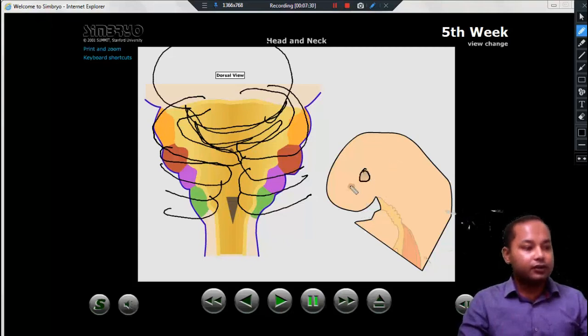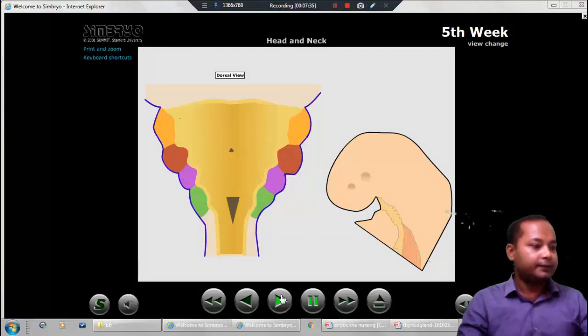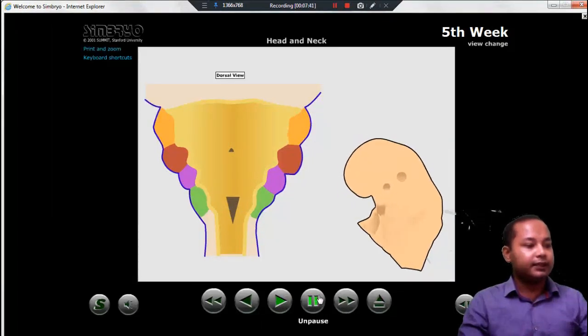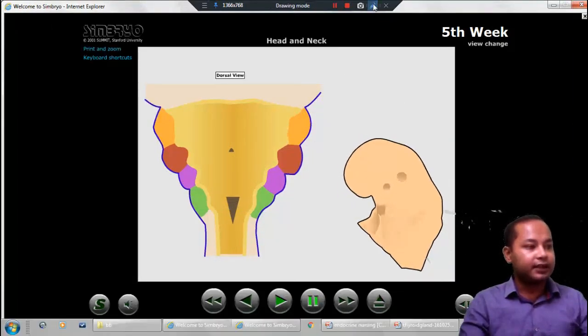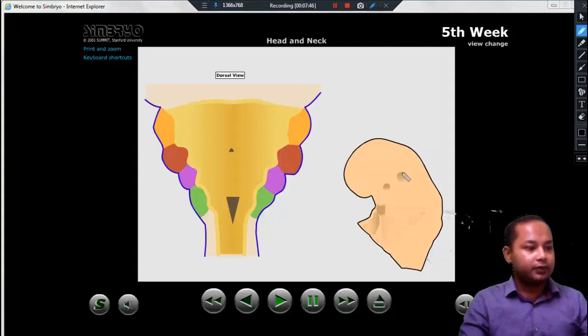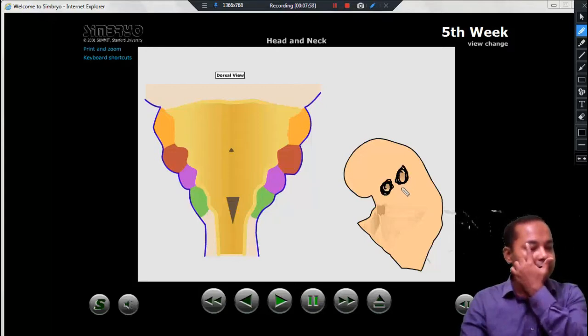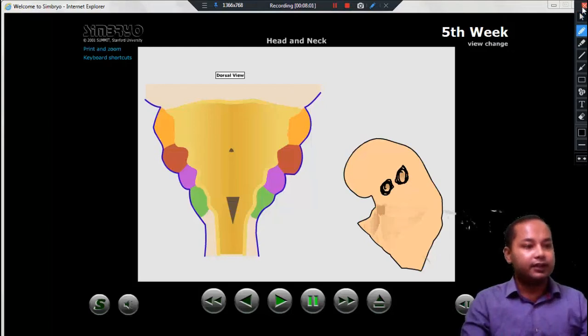Let me just mark one more thing. Just look at these dots and see what is going to happen to these dots. Okay, let me advance. This is called the lens placode, and this is the nasal placode. That means the nostrils are going to be formed from this part, and the lens, that is the eyes, are going to be formed from this part. Okay, just advance forward in this same diagram. Please be attentive while you are going through this video.